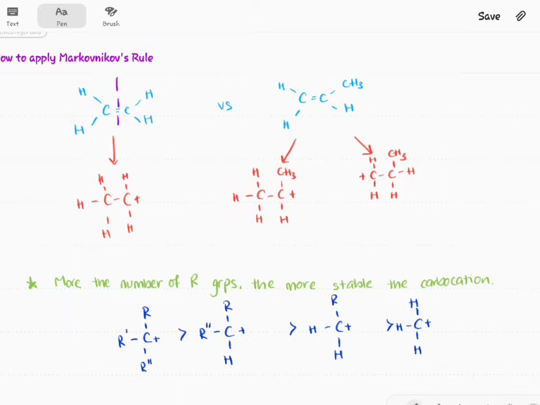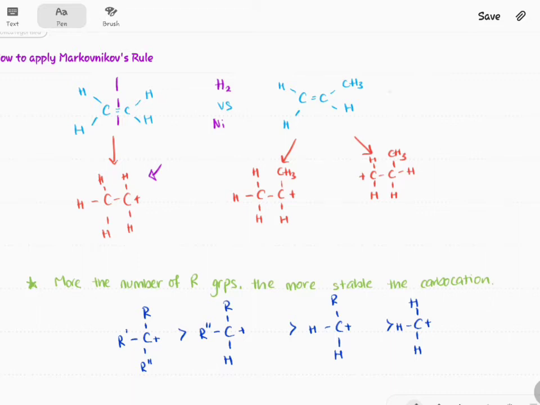So what we can see is there are two types of carbocations that can be formed in the presence of an electrophile. Let's say in this question we are going to look at the addition of hydrogen in the presence of a nickel catalyst. For the first one, the ethene on the left-hand side, there can only be one type of carbocation, which is drawn here.